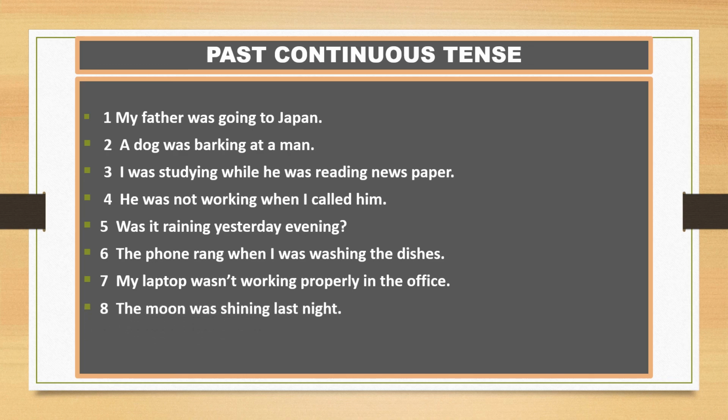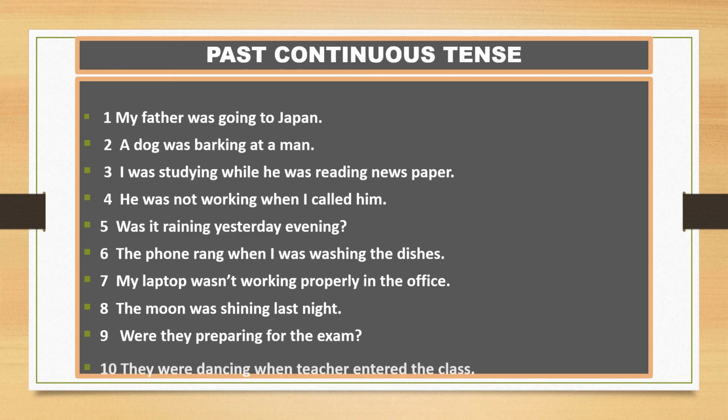Negative sentence. The moon was shining last year. Past continuous showing a specific time. Were they preparing for the exam? This is a question, verbal question. They were dancing when teacher entered the class. An interrupted action.